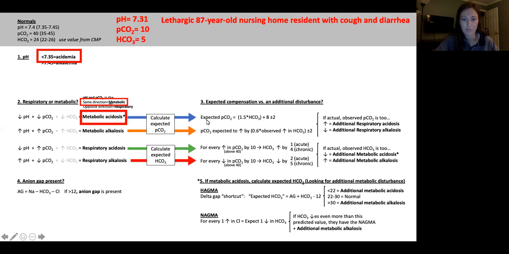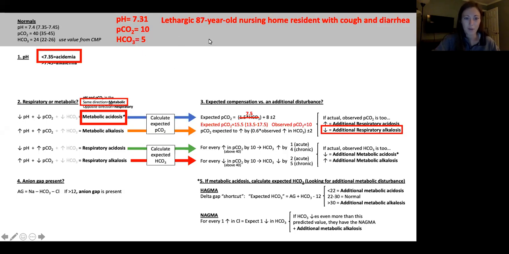So we'll follow this pathway, and we'll calculate our expected PCO2. That's going to be 1.5 times our observed bicarb, which was 5. So it's going to be 7.5 plus 8, plus or minus 2 as our range. And so our expected PCO2 is going to be 15.5 with a range of 13.5 to 17.5. But our observed PCO2 is 10, which is too low. It's lower than our expected range. Therefore, we have an additional respiratory alkalosis going on.